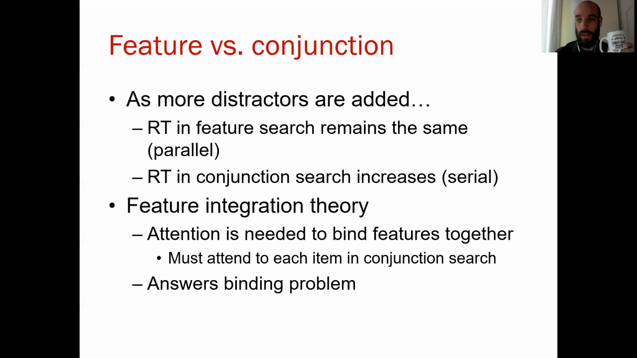And feature integration theory suggests that it's attention that's doing it. That attention is going to come in and take all of that information from the different parts of the brain, bind it together into one object perception. Okay.